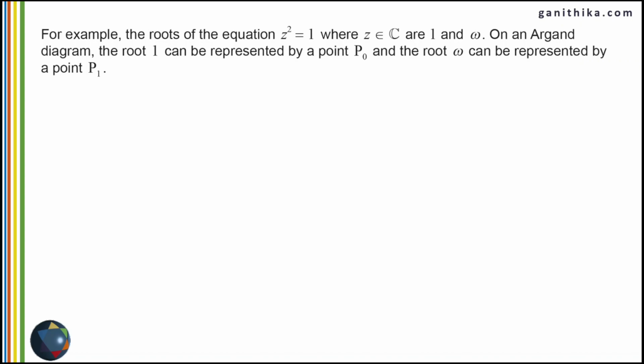So let's proceed further to see what the question is, and still there is one more piece of information given in the question paper. The example given is for n equal to 2, z square equal to 1. We already saw that z square equal to 1 is going to have solutions plus or minus 1. In this case, it's given as 1 and omega. So 1 is plus 1, omega is minus 1. And it's also given that the root 1 can be represented as P0 and root omega is P1 on the Argand diagram. So let's make the Argand diagram now.